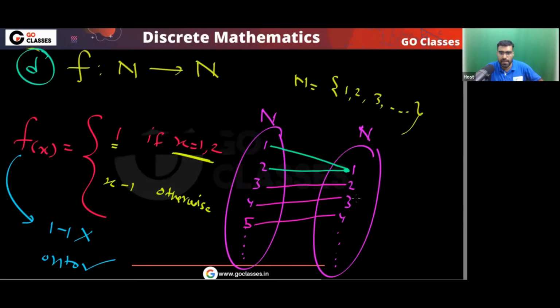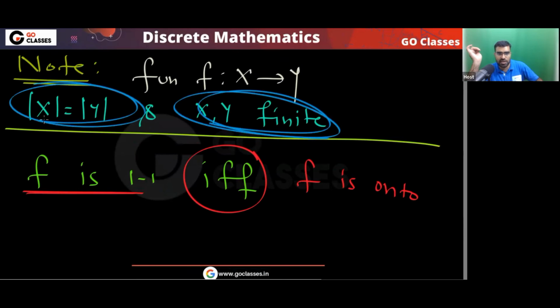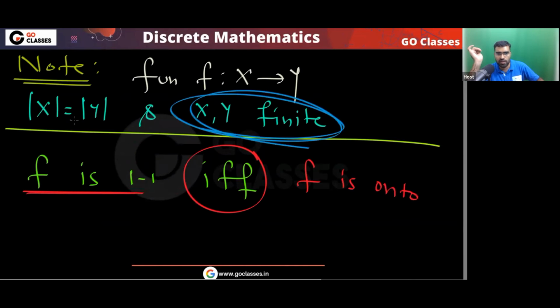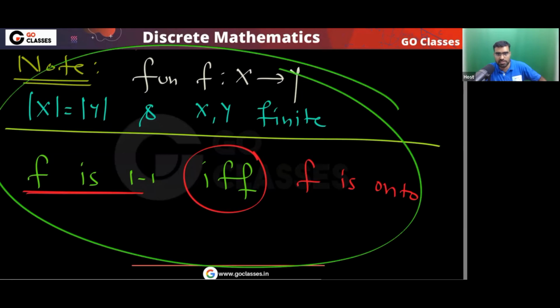Is this point clear? Look at this function. This is not 1-1, but this function is onto. So very simple: if you have a finite set and they have the same cardinality, then 1-1 if and only if onto. 1-1, onto, they will go together, in the situation when both sets are finite and have the same cardinality. This is quite interesting.